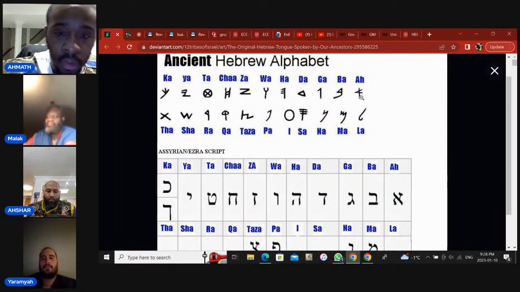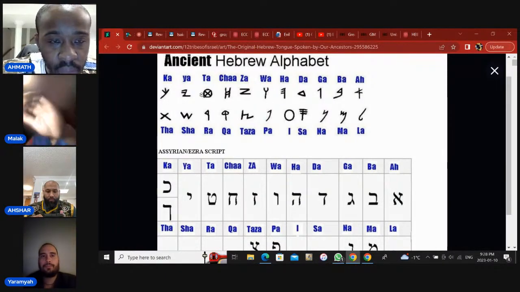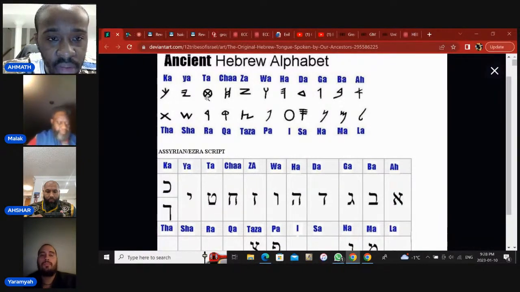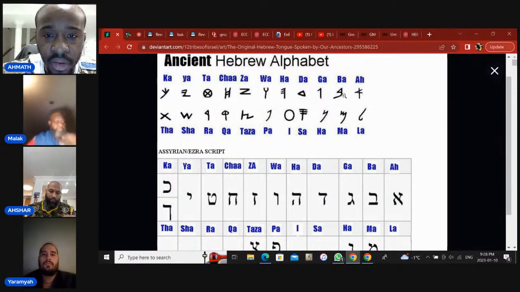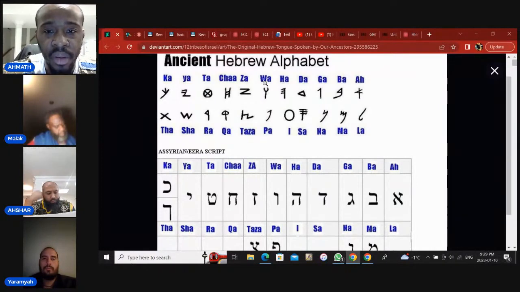So you see these little characters here, and Lord willing, we'll do a series on this and go into these characters in upcoming lessons and explain them as well. The first character is Ah. Then the second character is Ba. Ga for the third character. Da, Ha, and Wa. And if you're catching on, you're seeing that these are like the sounds that we have in the English language. These all derive from the ancient Hebrew language.